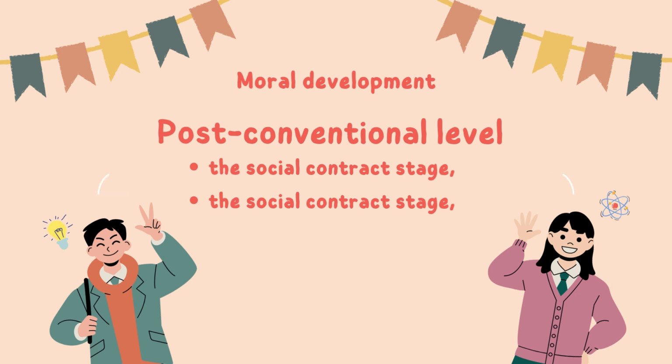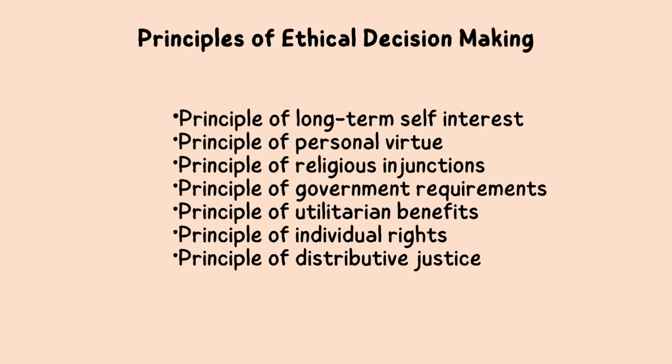The third influencing factor on ethical decision-making is ethical principles containing the following. Principle of long-term self-interest. Always choose actions that are in your long-term interest, like building a reputation of integrity. Principle of personal virtue. Act in ways that are open, honest, and truthful so you can feel proud of your actions. Imagine a manager being transparent about company changes, even when the news is difficult.